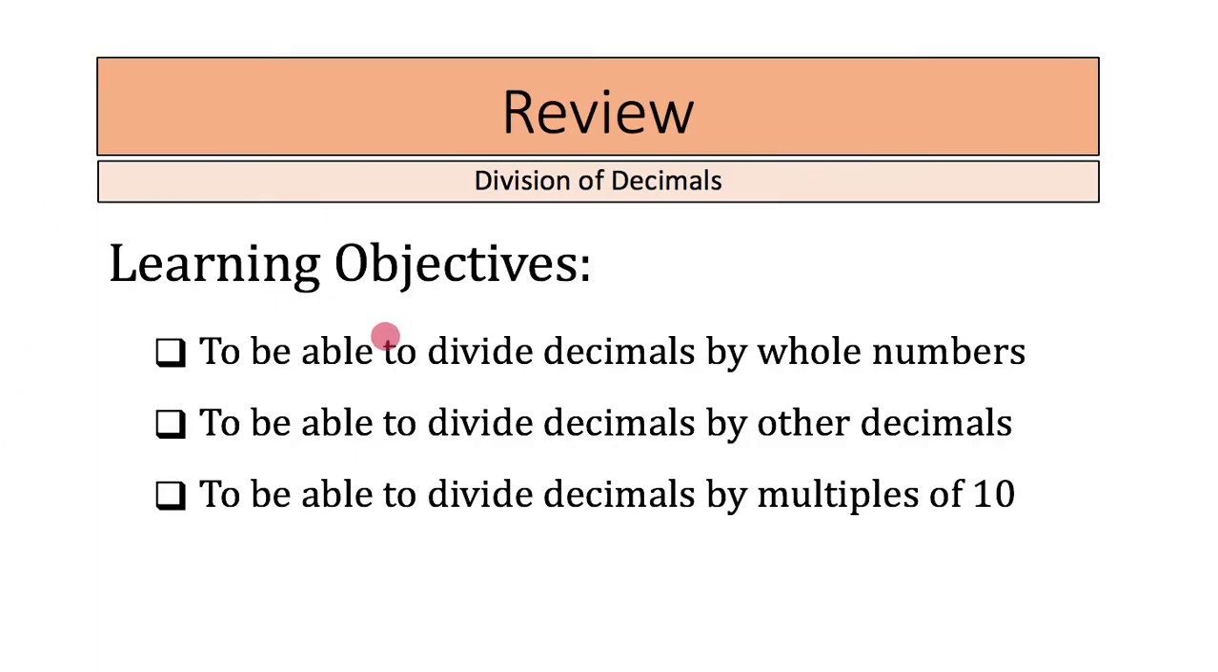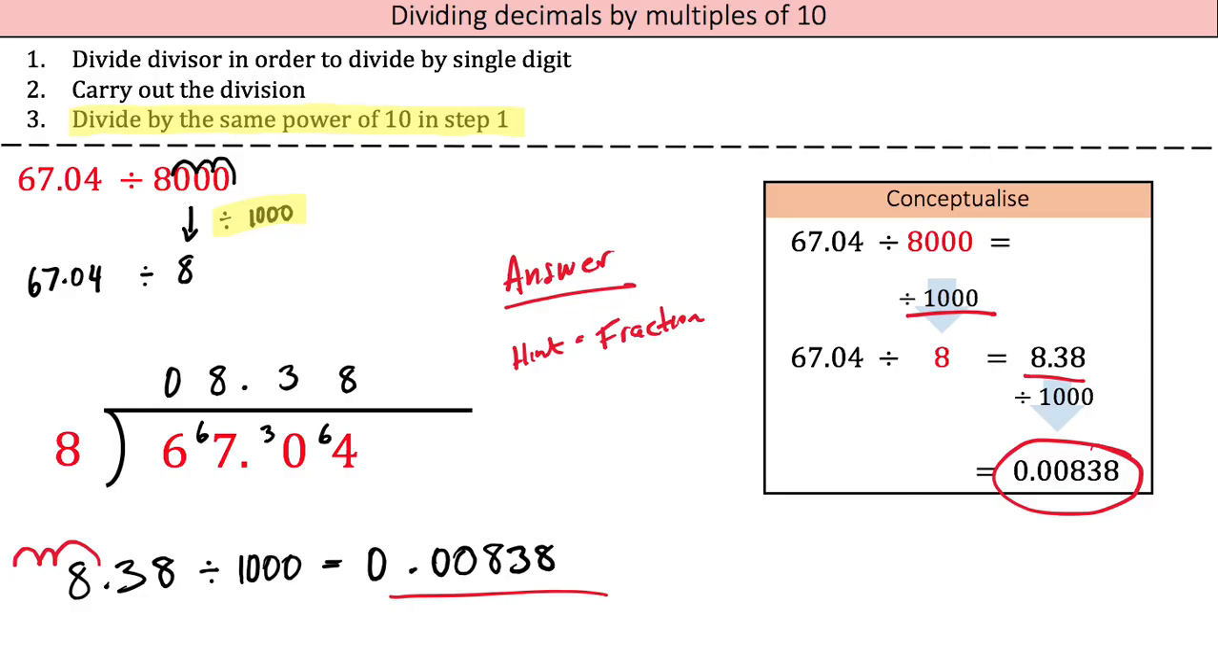Okay, so let's just quickly finish off by reviewing what we've done in this lesson. Our learning objectives were to be able to divide decimals by whole numbers. We did that. Next, to be able to divide decimals by other decimals. We did that as well. And finally, to divide decimals by multiples of 10. We did that. So remember, I don't want you just to memorize proofs or memorize steps. That isn't what maths is about. I want you to think about why we're doing that.